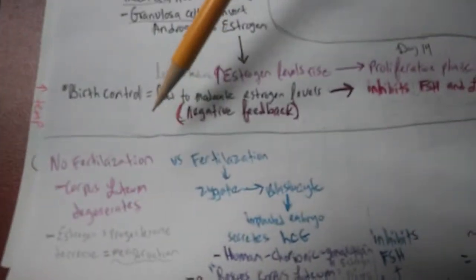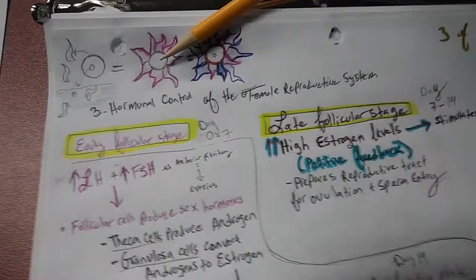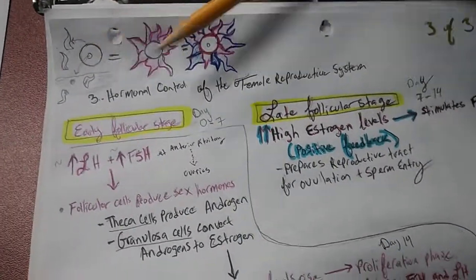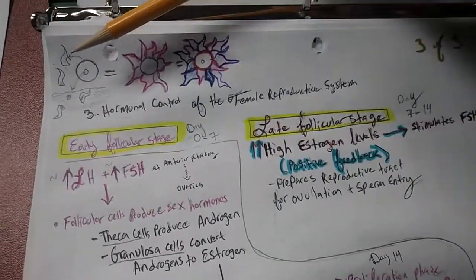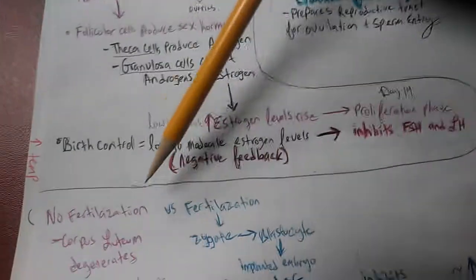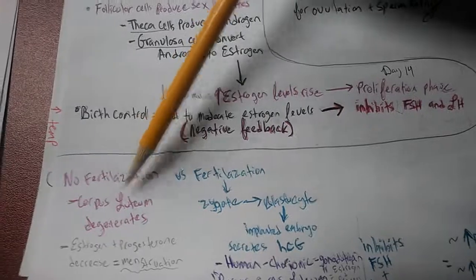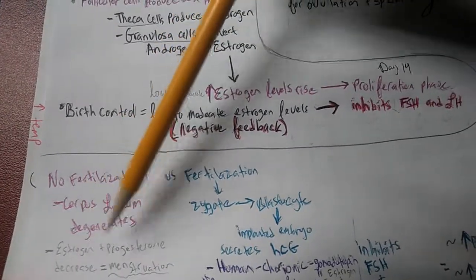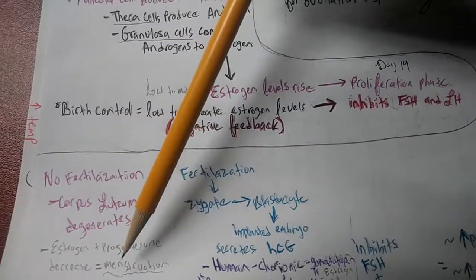already one there. So, but the corpus luteum can only last for so long. We'll have this sunflower again here. It can either go through fertilization, which is this one, or it can go to no fertilization, which is this one. Okay. No fertilization, the corpus luteum will degenerate and the estrogen and progesterone will decrease, which equals menstruation.